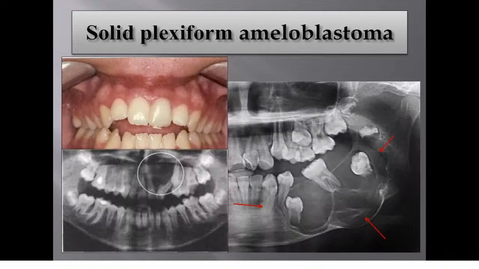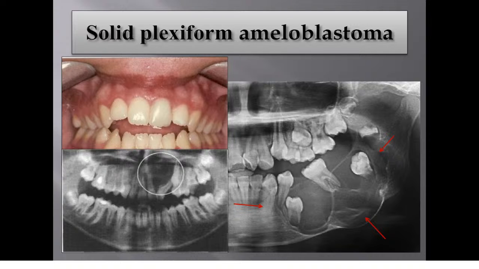Next one is a solid plexiform ameloblastoma, and as you can see on this slide, we can see it on the maxilla. In the maxilla, wide margins can result in invasion of the sinus, nasal cavity, orbit, or infratemporal fossa. Intermediate techniques such as aggressive local curettage followed by liquid nitrogen cryotherapy have also been advocated. This technique has been associated with high levels of success and deserves consideration in treatment planning.